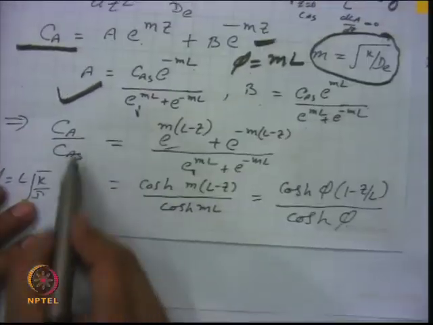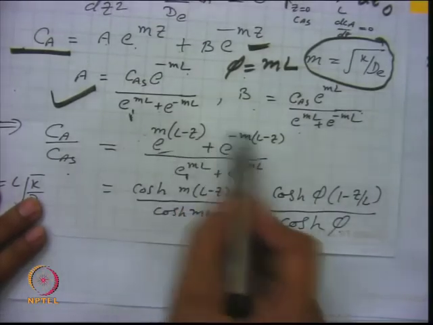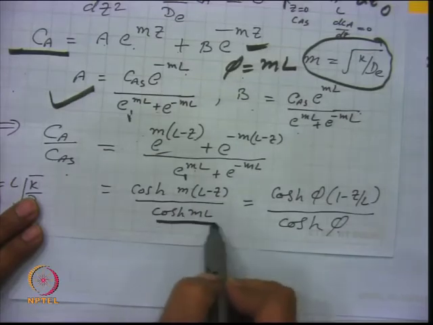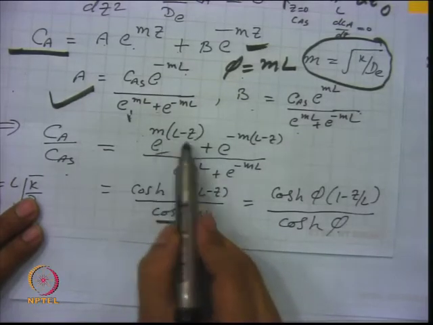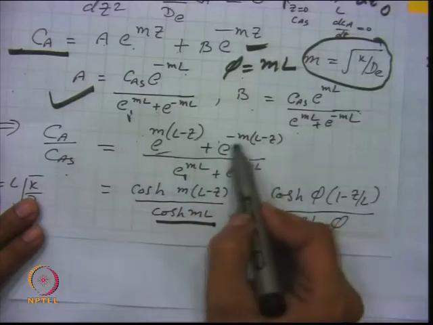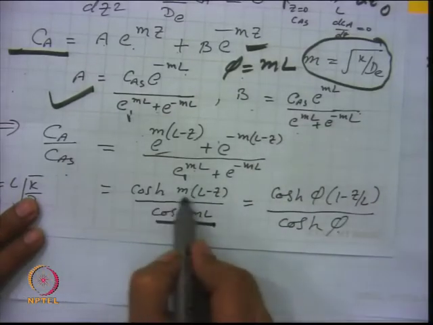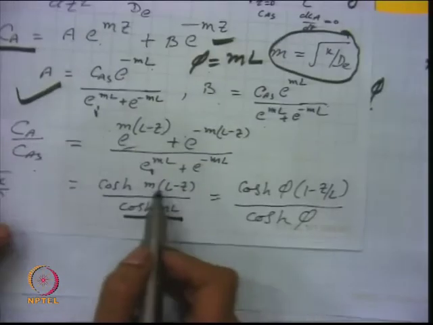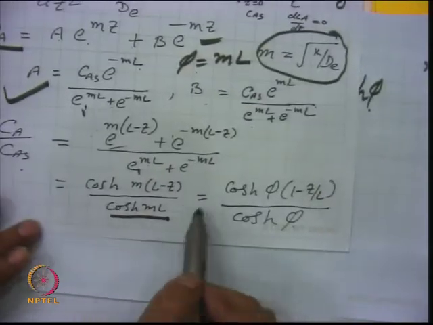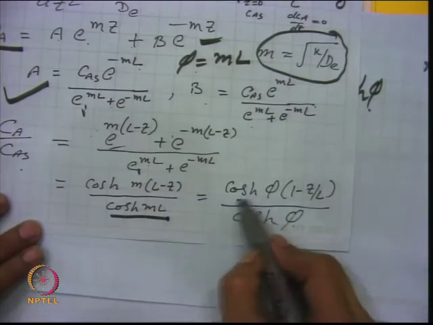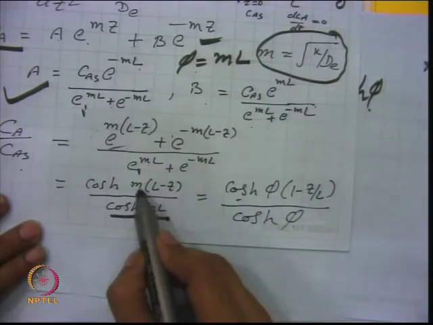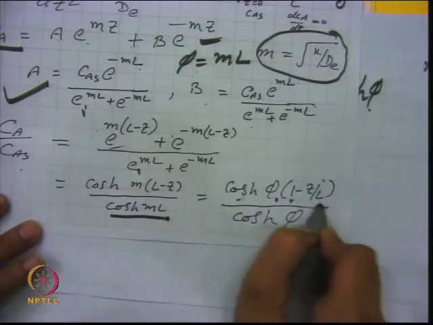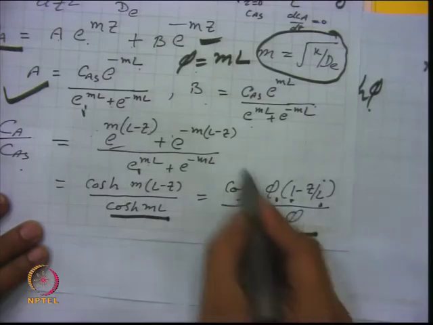So, this is what I said earlier, this is e to the power m L plus e to the power minus m L, this is your cosh function, right. Same thing here, this e to the power m into L minus z plus e to the power minus m into L minus z is cosh m of this function, right. So, that has been written in the form of hyperbolic function, and m into L I told is phi, Thiele modulus. So, cosh phi L you take out. So, m into L is phi. So, cosh phi into 1 minus z by L divided by cosh phi.